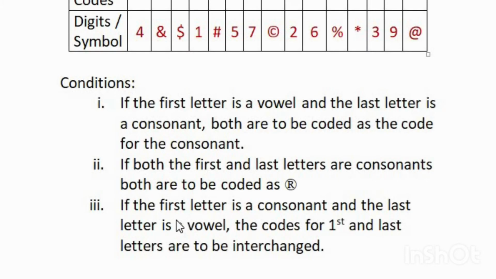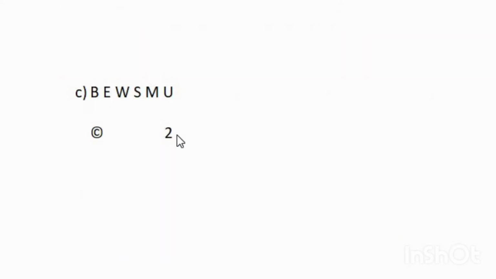In the third question, the first letter is a consonant and the last letter is a vowel. So which is the condition? Condition number 3. That is, if the first letter is a consonant and the last letter is a vowel, the codes for the first and last letters are to be interchanged. That is, the codes of B and U should be interchanged. The code of B is 2, the code of U is copyright. So the code of U should be written first, and the code of B last.